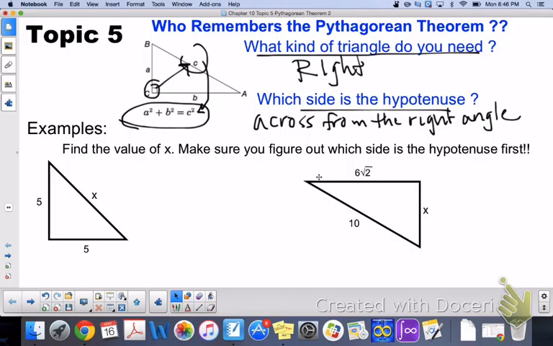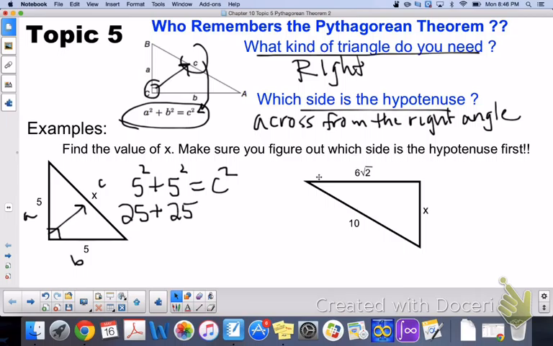So, examples. Find the value of x. Make sure you figure out which side is the hypotenuse. So, here's my right angle. Which side is the hypotenuse? Yeah, it is x. So, you can use this as a, this is b, and this is c. A squared plus b squared equals c squared. So, 5 squared, 5 times 5 is 25. Again, 5 times 5 is 25. 25 plus 25 is 50. We have 50 equals c squared.